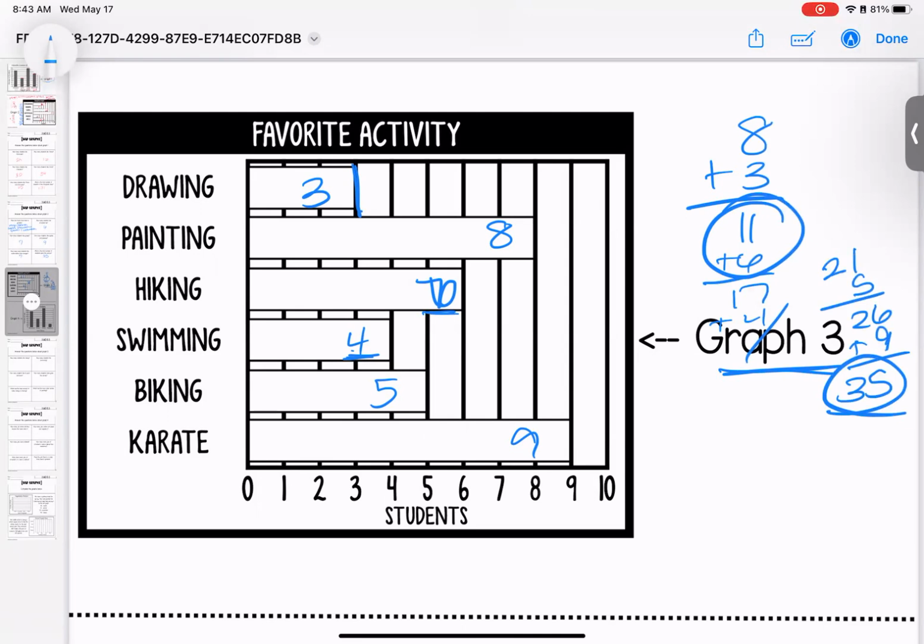What is the least number of students? So the fewer votes, did they go to biking or drawing? Biking had 5, drawing had 3. So drawing was the least liked. And the most liked between karate and painting was karate.